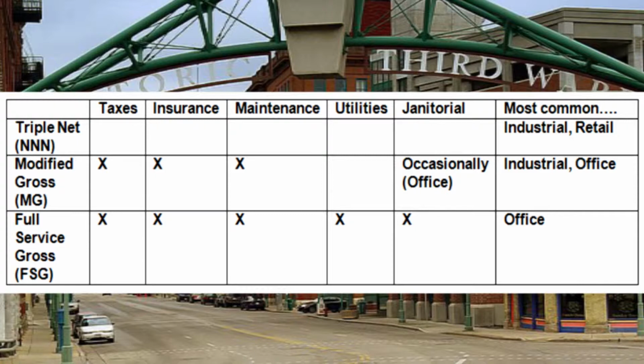So if you have a full service gross lease, it's going to include taxes, insurance, maintenance, utilities, typically janitorial. Everything's factored in. That lease rate's always going to look more expensive. It's going to be much higher because it includes everything. It includes all of your CAM expenses generally. So that was a helpful chart.